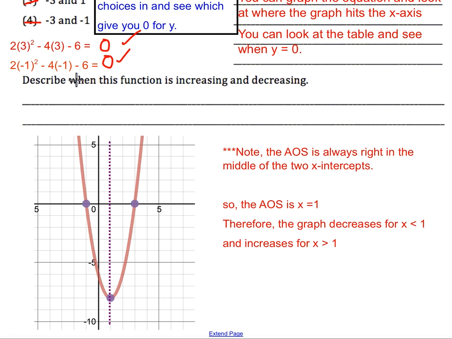So when it's asking when is the graph increasing and decreasing, it always changes at the axis of symmetry. So therefore, it's decreasing when x is less than -1, which is here, and then it is increasing when x is greater than -1, which is here.